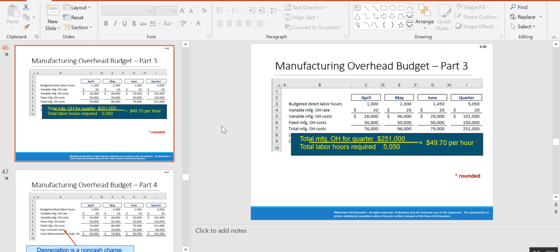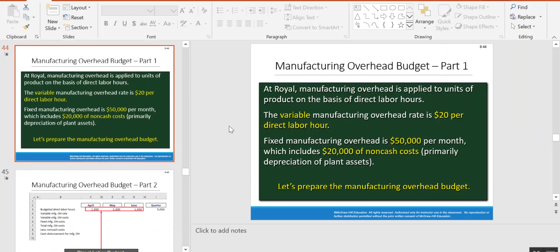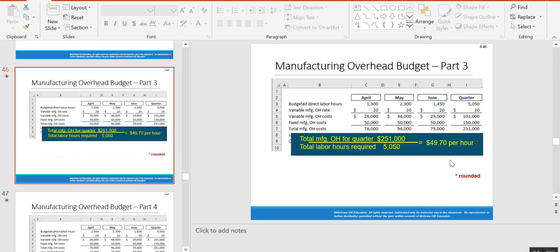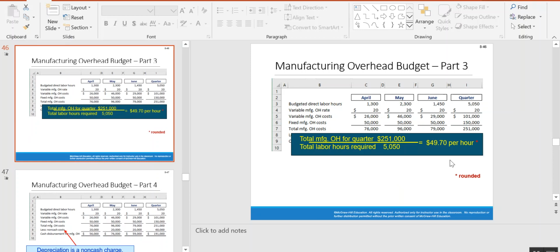Now, in this scenario, they told us that we have $50,000 per month of fixed overhead, and $20,000 of that is primarily depreciation, but it's non-cash. So we're going to add the $50,000 in to get total overhead. And here you see that happen. We add $50,000 all the way across. We get total overhead in the quarter of $251,000. So we're going to use that and divide it by the total labor hours required to get a predetermined overhead rate of $49.70 per hour.